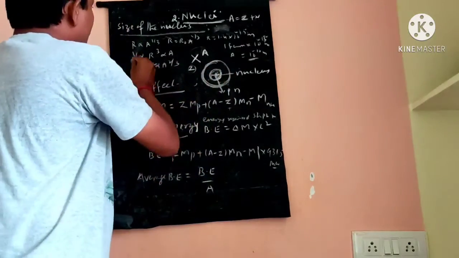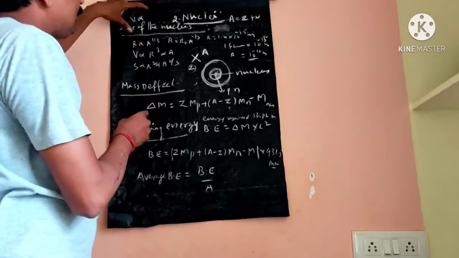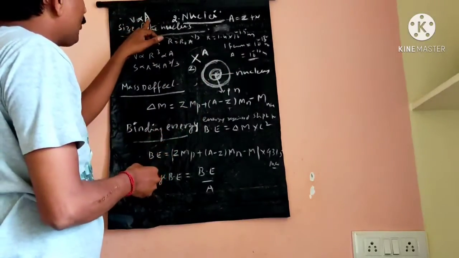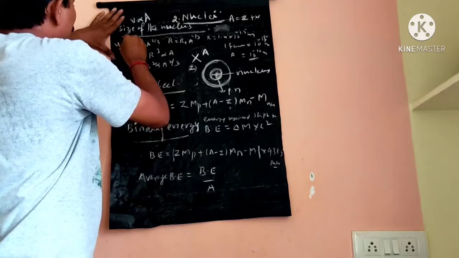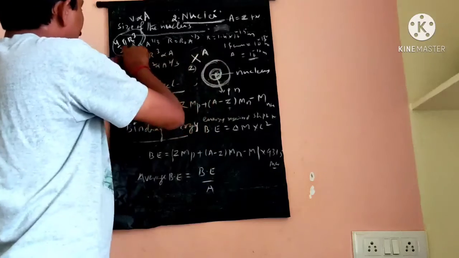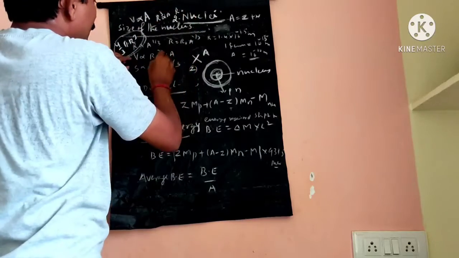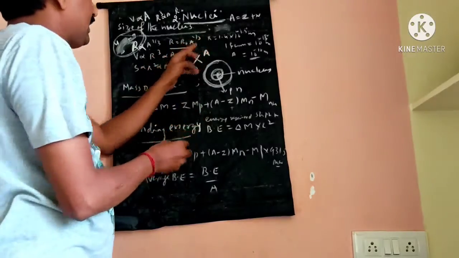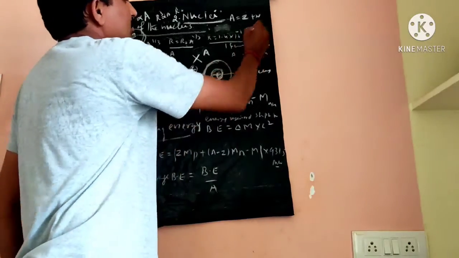Now, the size of the nucleus. The nucleus is like a sphere. The volume of the nucleus is directly proportional to the atomic mass number A. V is proportional to A, or V is equal to 4 by 3 pi r cube. So r cube is proportional to A, r is proportional to A power 1 by 3, or r is equal to r naught A power 1 by 3. Here r naught is a constant, whose value is 1.4 into 10 power minus 15 meters.